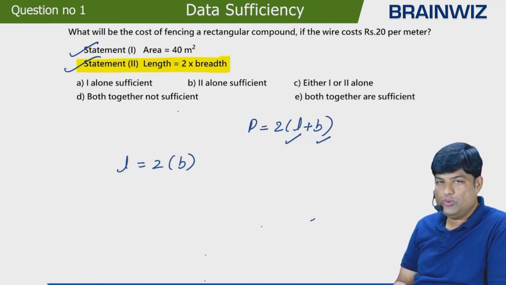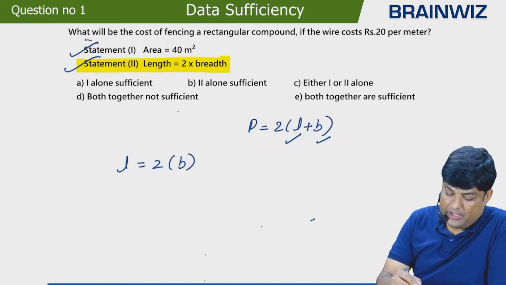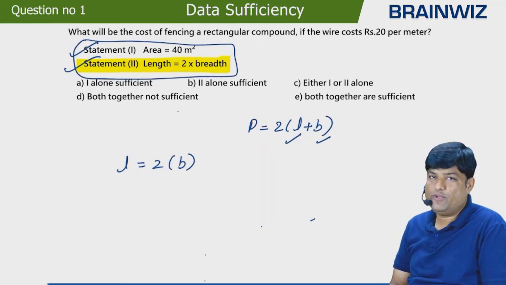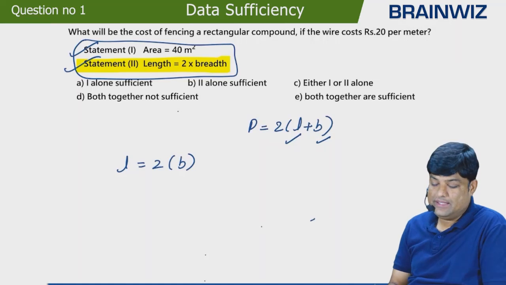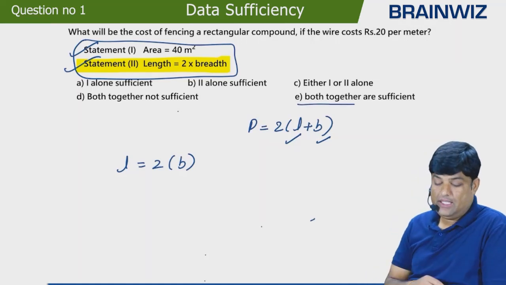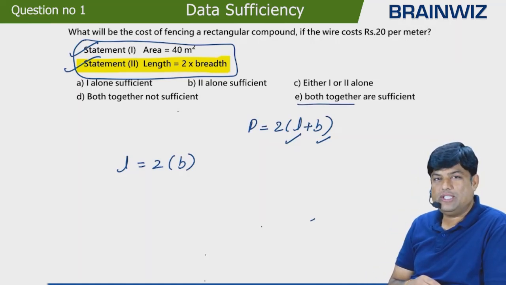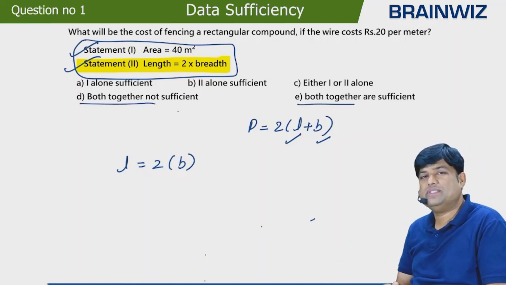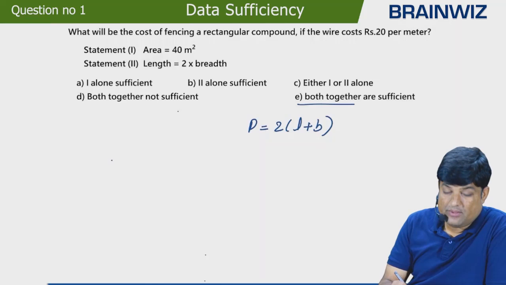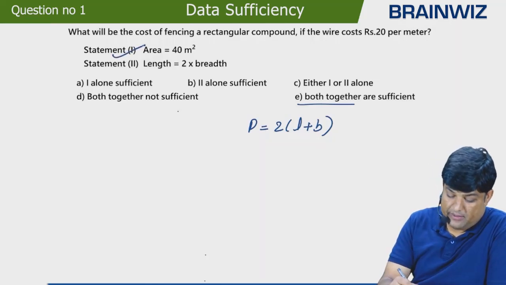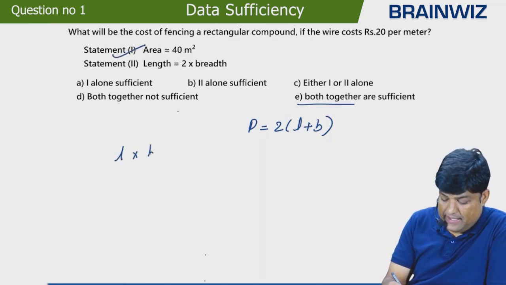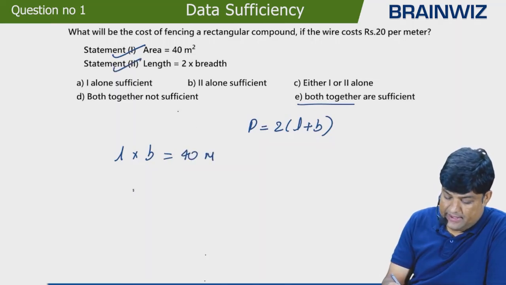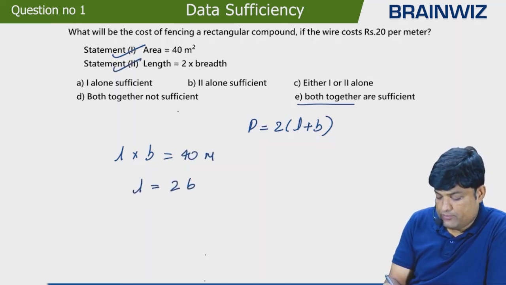Now my task is to take these 2 statements together. If these 2 statements are helpful, then you can answer E. If you think that even after clubbing these 2 statements you're not able to answer, your answer is D. So let's club these 2 statements and check. The first statement says L into B is 40 meters square, and the second statement says L is 2 times B.